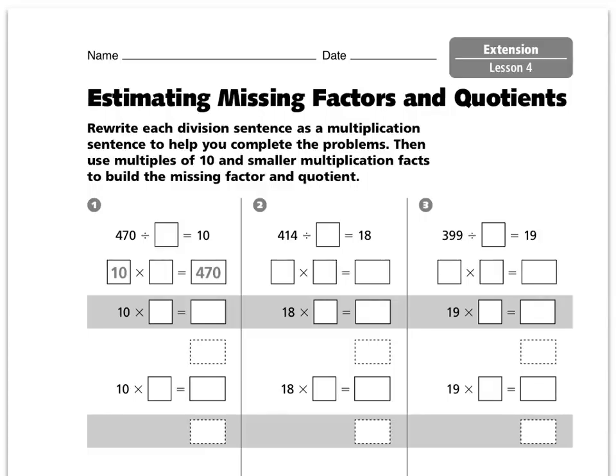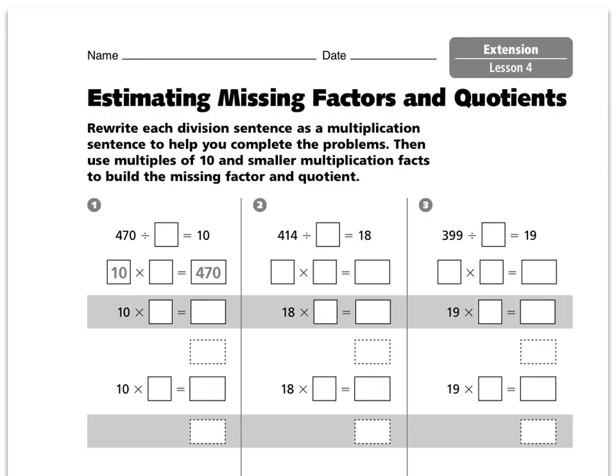Let's look at Chapter 13, Lesson 4, Extension, Estimating Missing Factors and Quotients. Rewrite each division sentence as a multiplication sentence to help you complete the problems. Then use multiples of 10 and smaller multiplication facts to build on the missing factor and quotient.